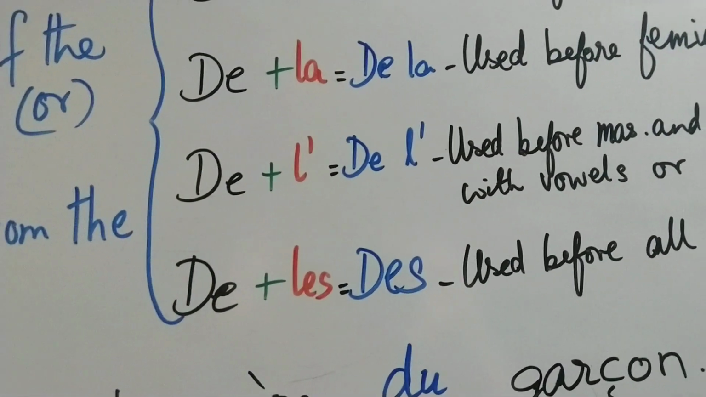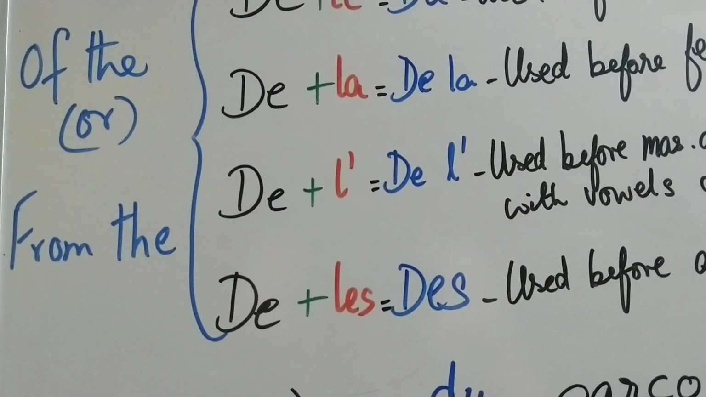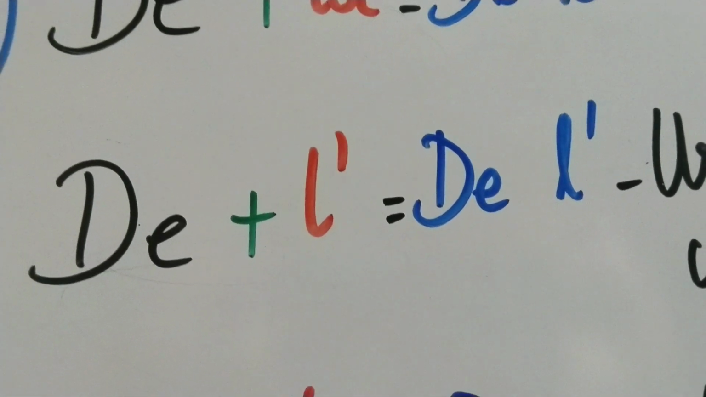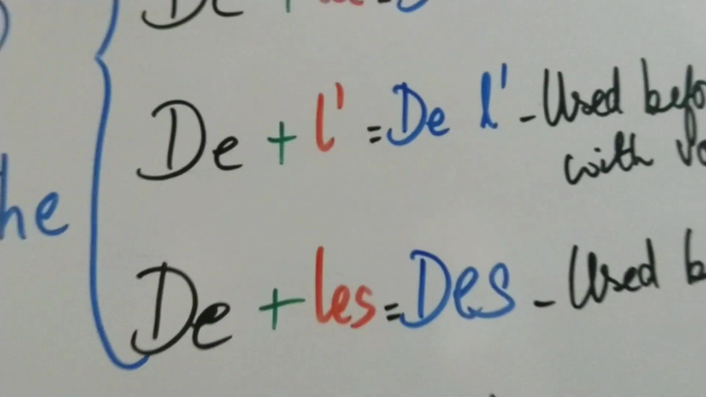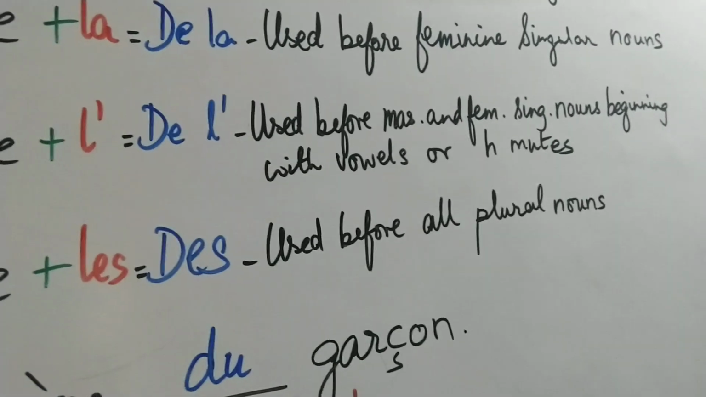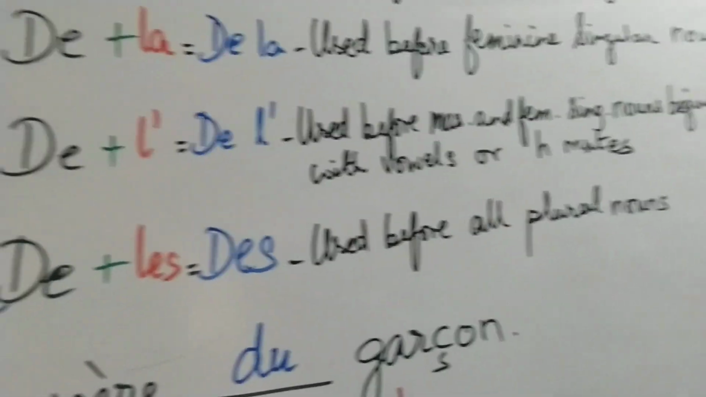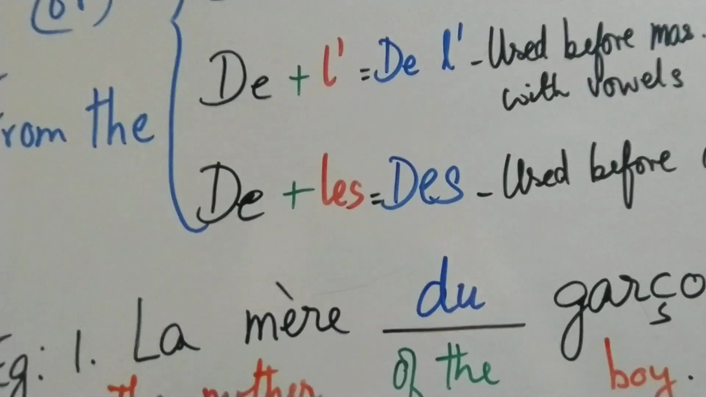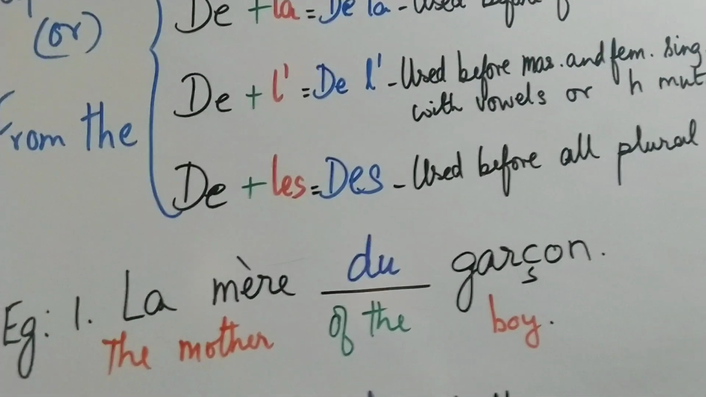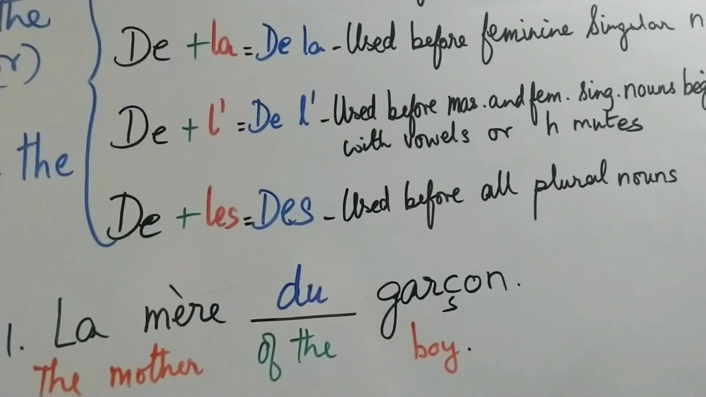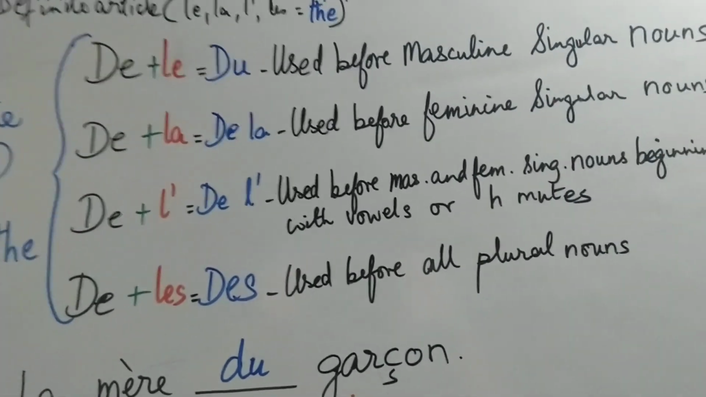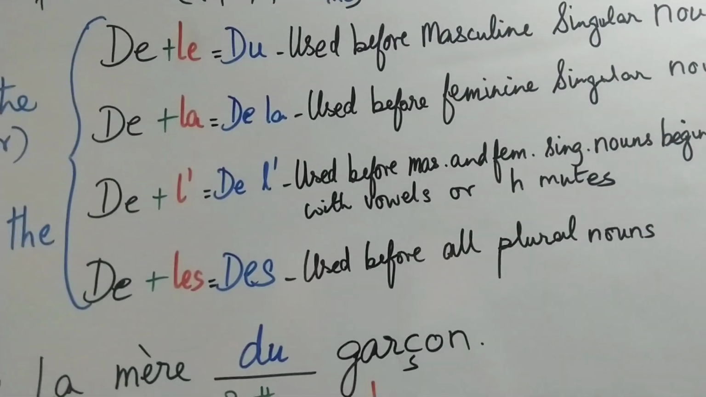When de is joined to l apostrophe, you will get de l apostrophe. Again, please observe the gap between de and l apostrophe. The de l apostrophe is used before both masculine and feminine singular nouns beginning with vowels or h mutes. And when de is joined to les, you will get a new form, which is des, used before all plural nouns. All the four forms, du, de la, de l apostrophe and des will mean of the or from the.